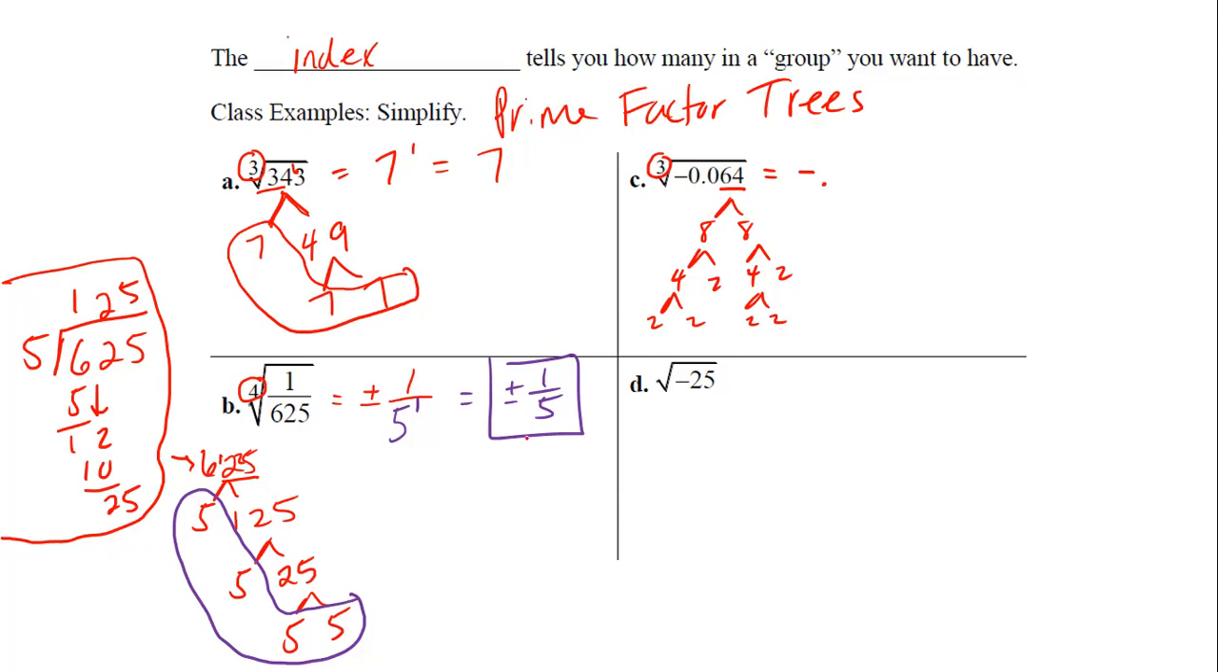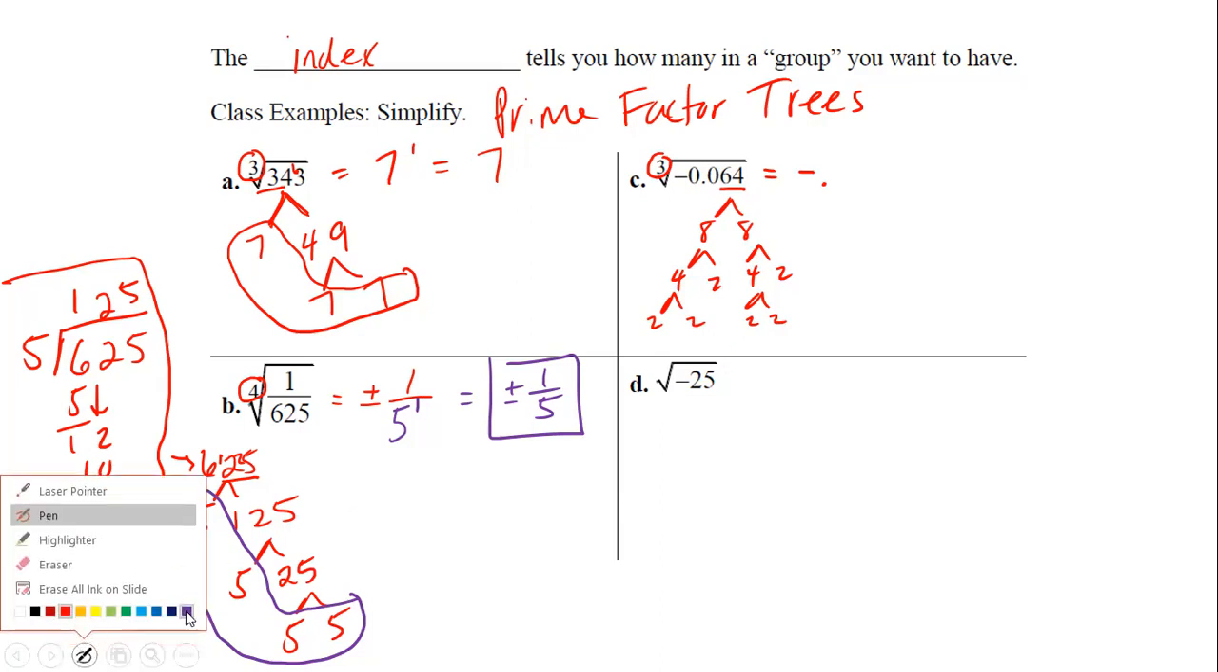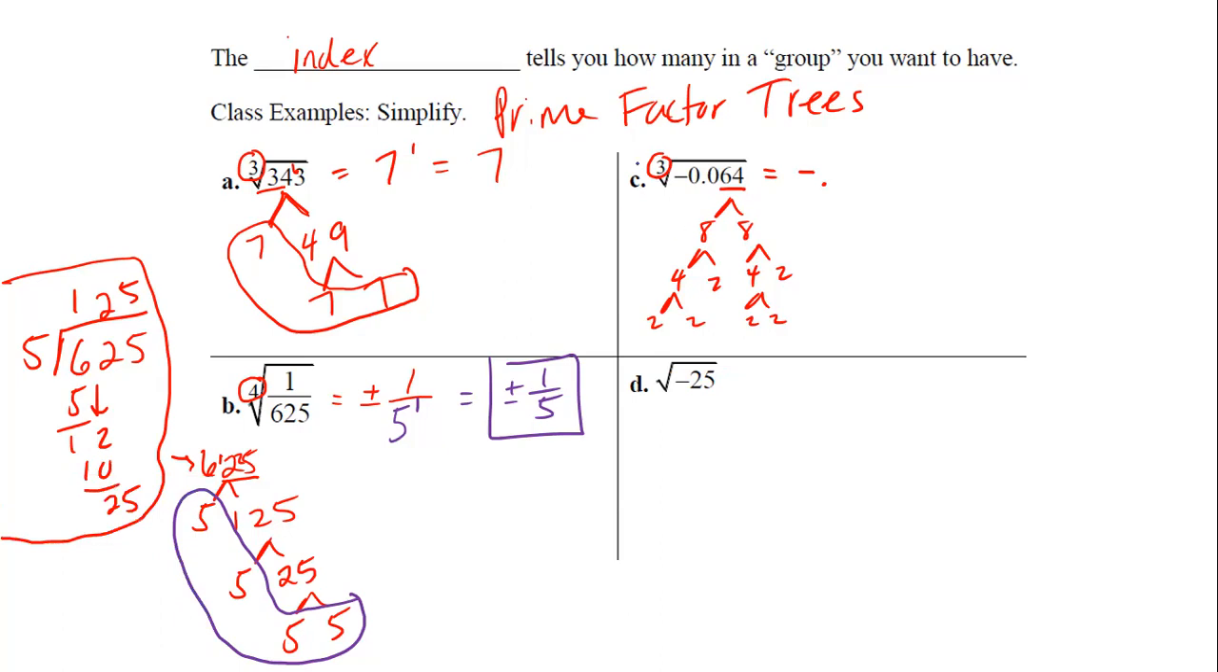Yes? So now I need to make groups with how many in them? 3, because my index is 3. So there's a group and there's a group. So my groups are made of 2, and how many groups do I have? So this equals 4. So the cube root of negative 0.064, you square it out. So 2 squared. So this would be my answer.